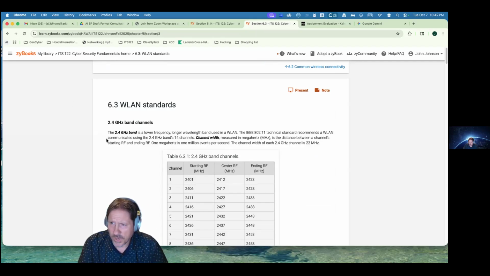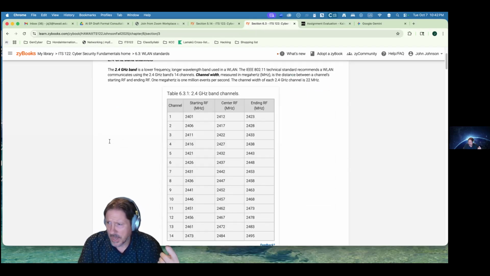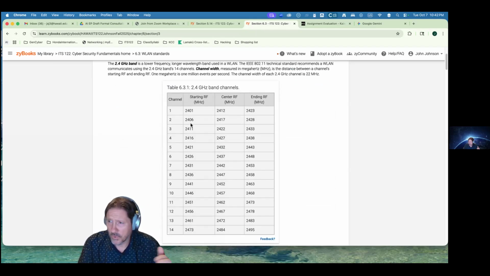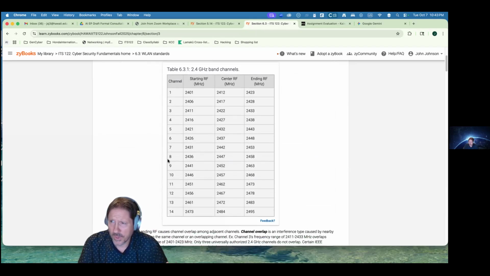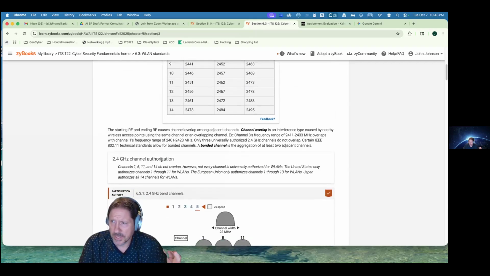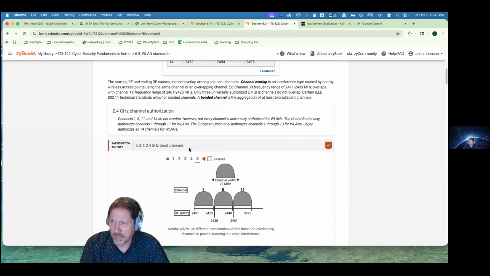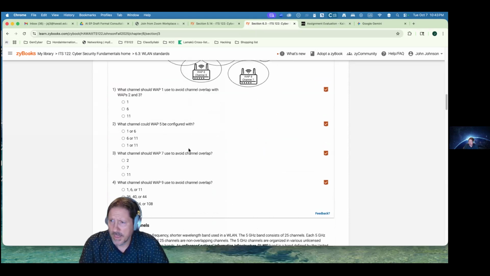Again, 2.4 gigahertz band channels, which have several overlapping ones. We have the non-overlapping on 1, 6, 11, and 14, you do need to know this. That's very important to know. The 1, 6, 11, and 14, that's going to be on a test most probably. Channel overlap leads to interference. Bonded channels combining the channels for bigger throughput.